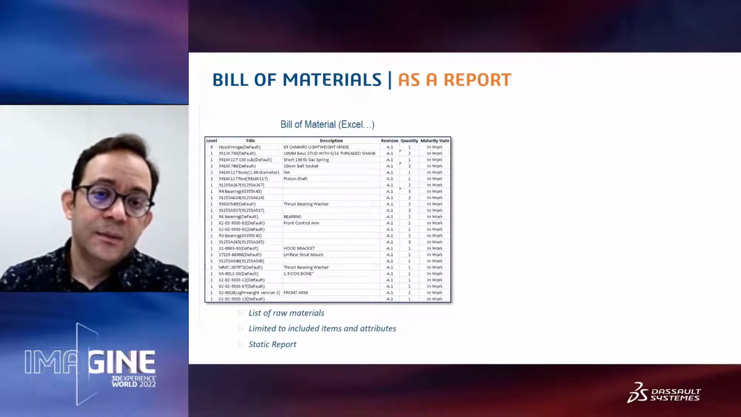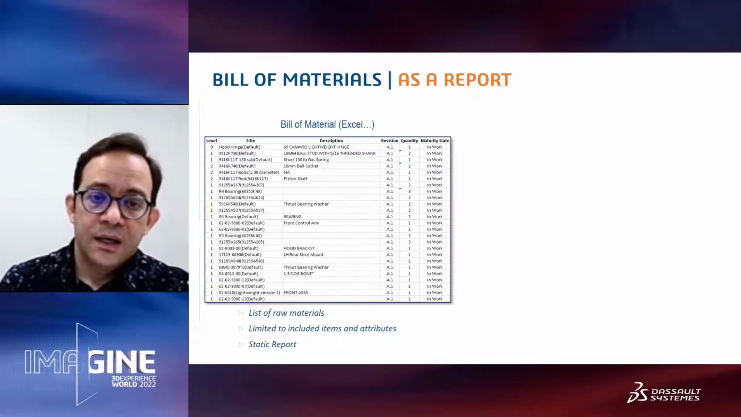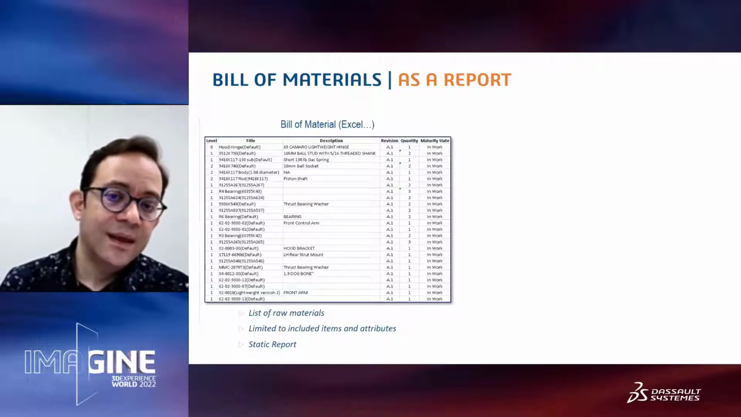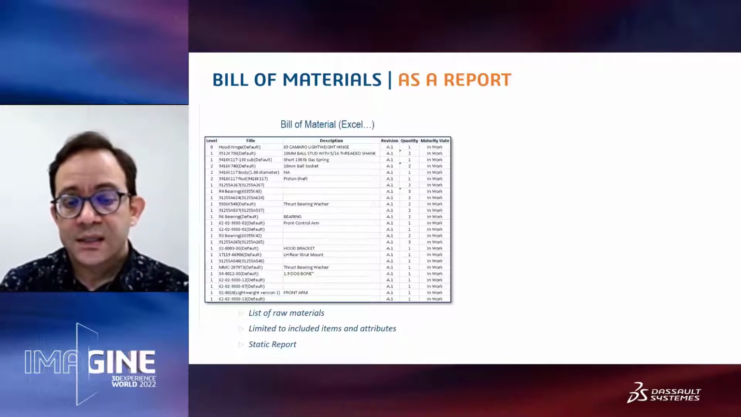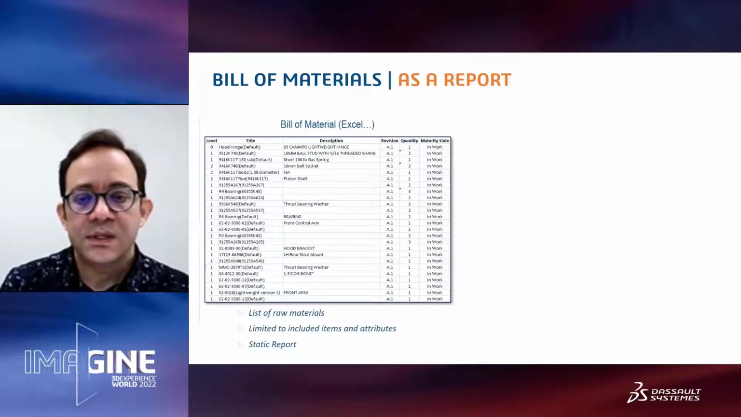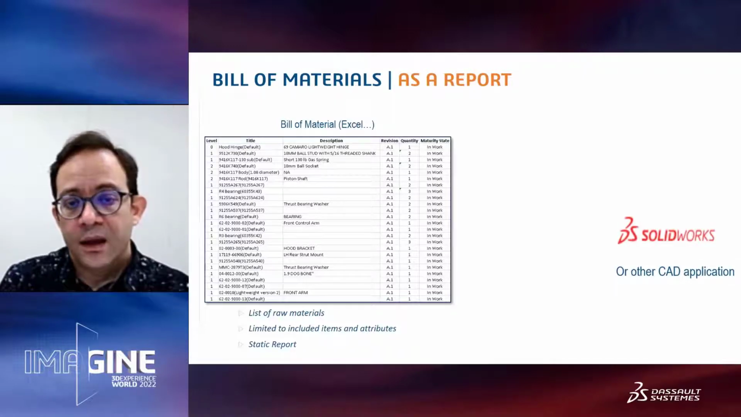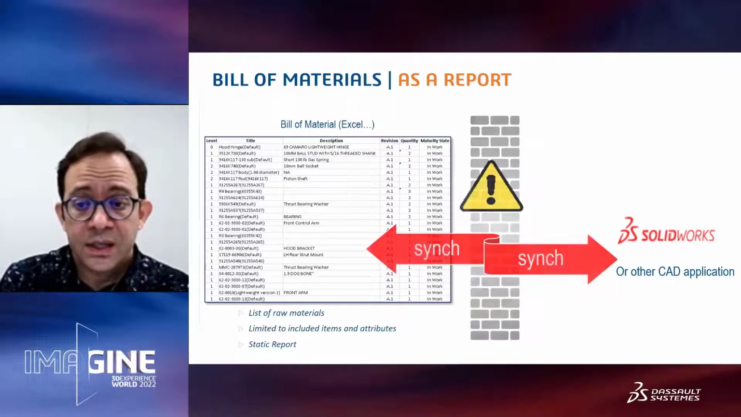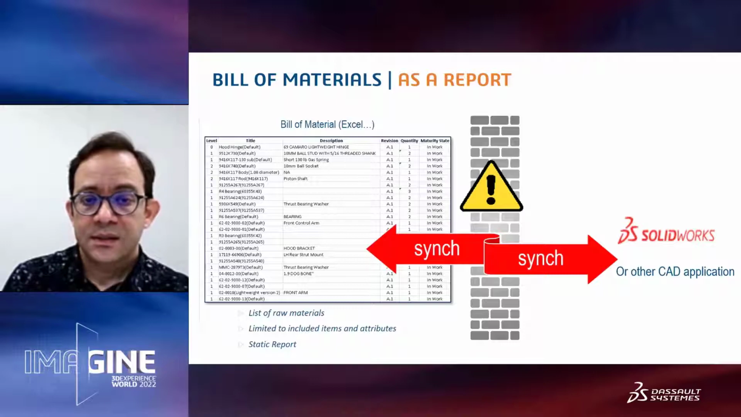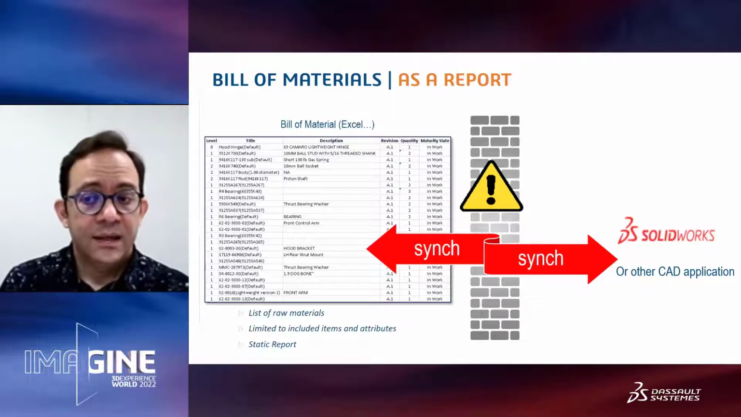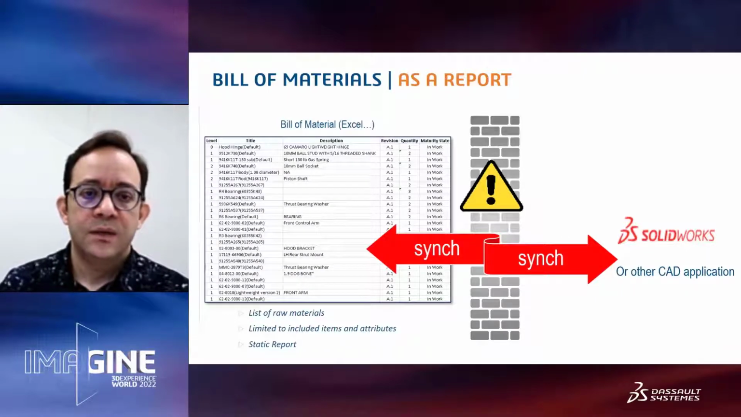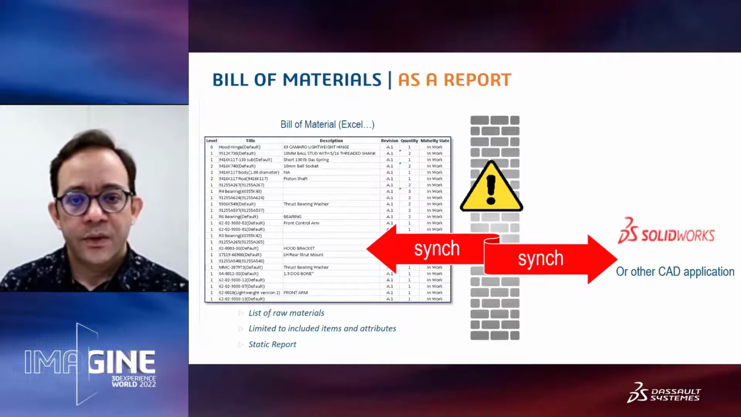So if you look at the bill of material today, it could be something managed maybe in an Excel file, which is nothing but a list of raw materials that have limited number of attributes, and it's something static, which means that it's not updated automatically. I need always to synchronize it through an external application, such as the CAD application, and there is a synchronization that's happening all the time. So when I create something in this bill of material report, it needs to be synchronized somehow into the CAD application in order to be aligned with the same product definition. The other way around also happens.